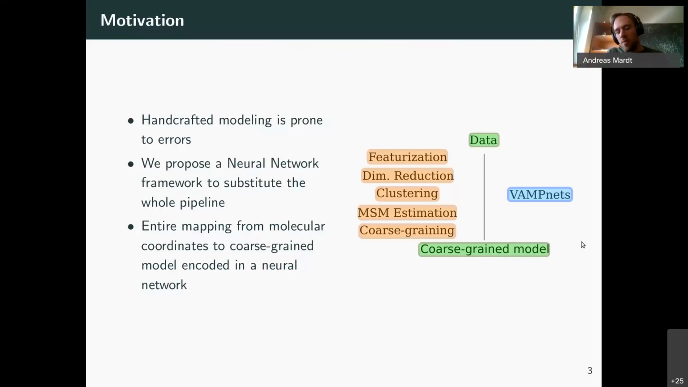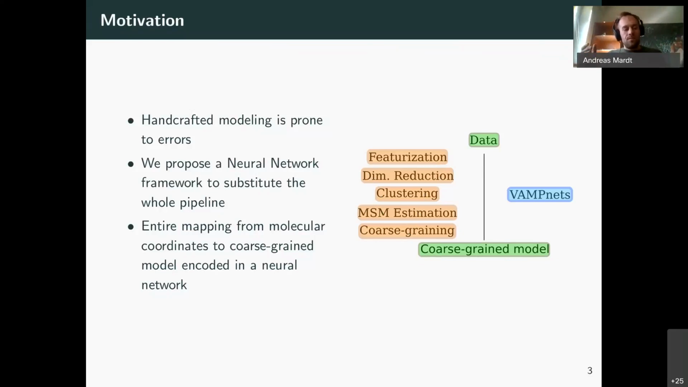Then the question is, in which step did I make a bad choice? Because in all these steps you have to make choices: how many dimensions you want to project on, how many cluster centers you're using, and so on. They all influence the final result, and it's sometimes very hard to untangle where the problem actually lies.